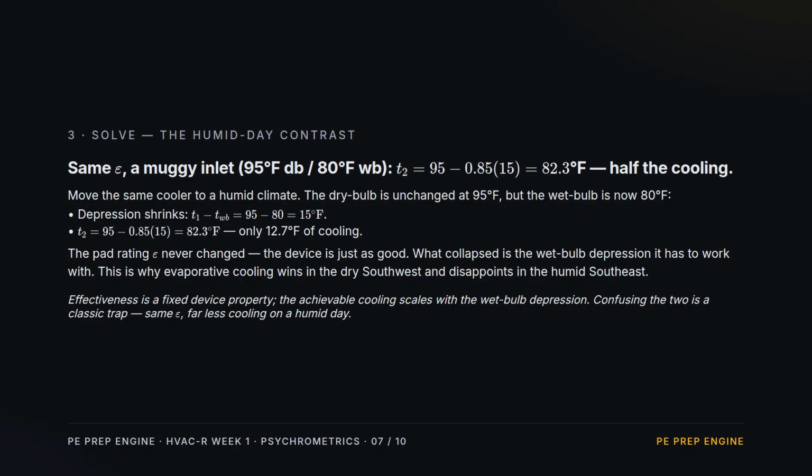The humid day contrast. Same cooler, same 95 dry bulb, but now an 80-degree wet bulb. The depression collapses from 30 to 15, so the leaving air is only cooled to 82, less than 13 degrees. The pad rating never changed. The device is just as good. What shrank is the wet bulb depression. That's why swamp coolers win in the dry southwest and disappoint in the humid southeast.